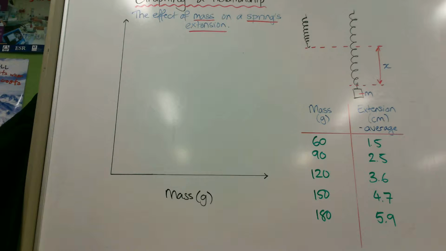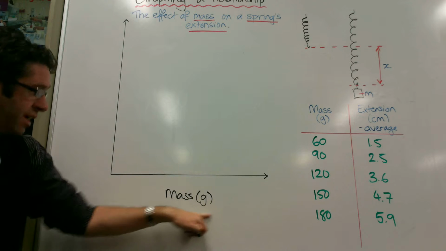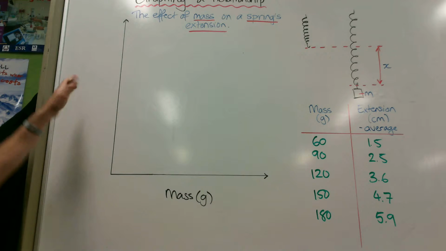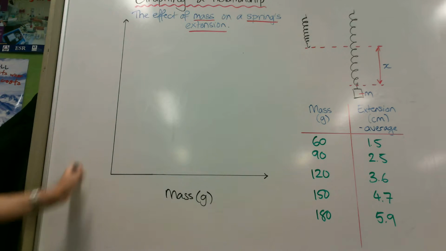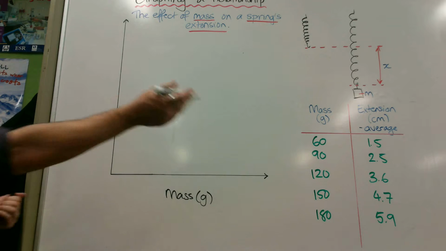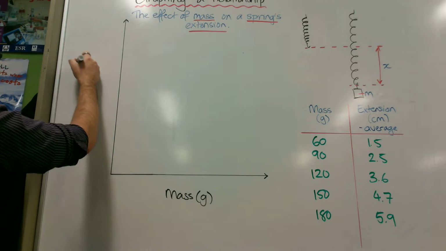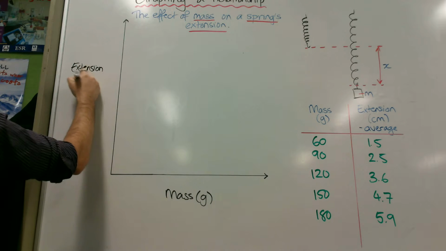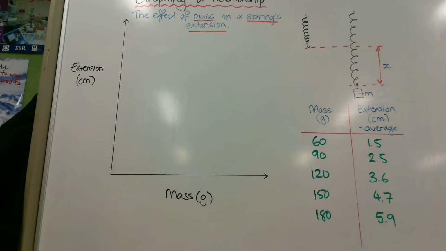It's really important to include the unit. If you forget the unit, then your graph's not actually worth much at all. Okay. The other thing goes on the y-axis, what we call the dependent axis, the one we measured. So that's going to be the other one, extension. And again, don't forget the unit.